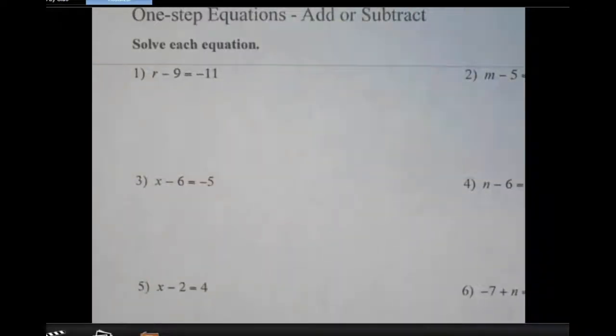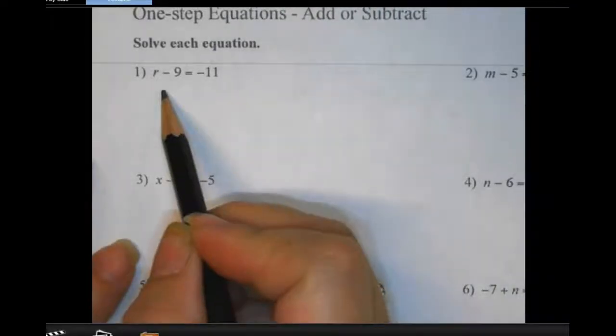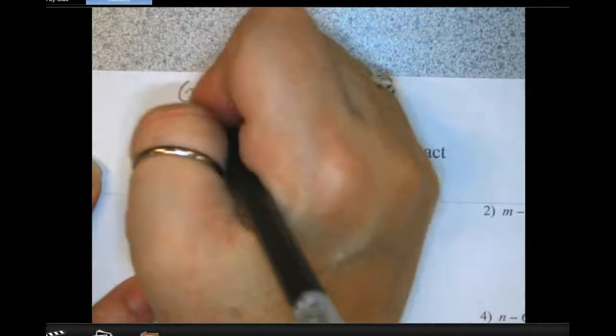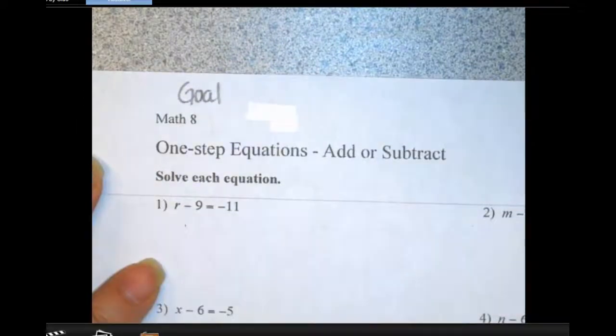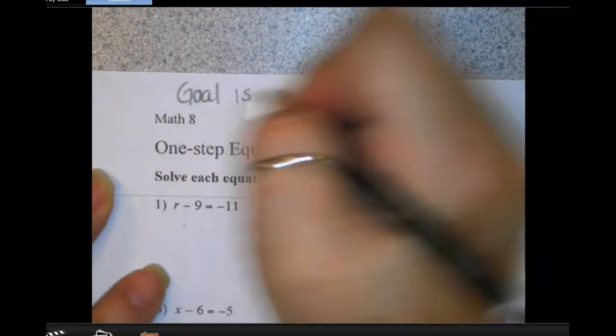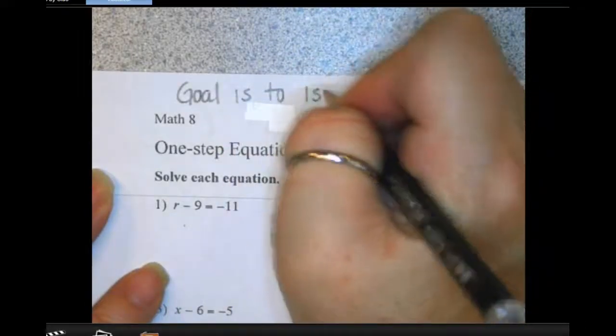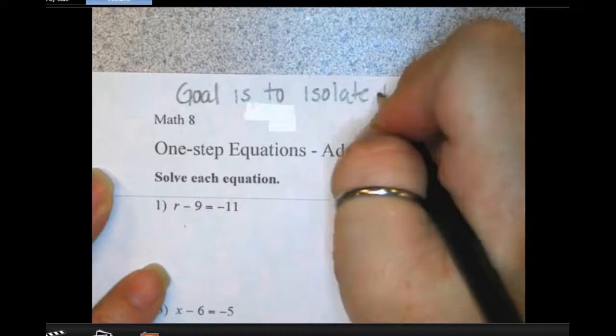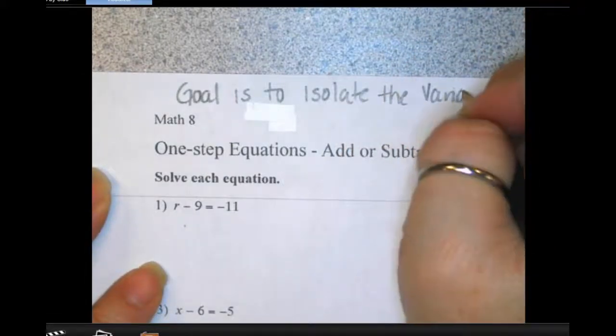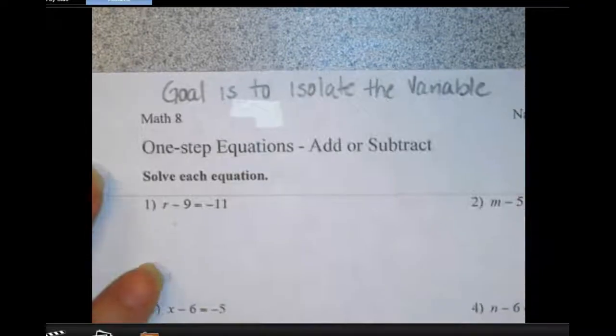All right. So here's what we need to know, okay? And I'm going to create and give you guys a script that's going to be up there for you to follow. The first thing we need to know is our goal. You're going to write your goal up here, and you're going to write this in your notes as well, okay? So the goal is to isolate the variable. Okay, so I want you guys to write that down. The goal is to isolate the variable. And I'll explain what that means. So you guys need to take out your notes and copy down the goal.